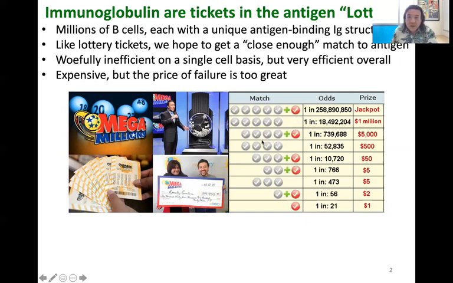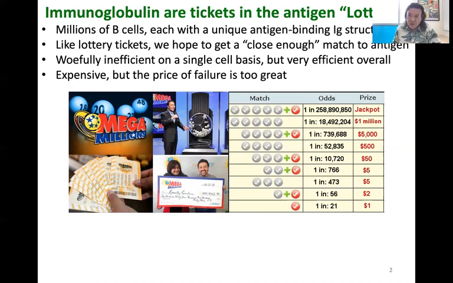But anyhow, the important thing here is you don't have to match all of them, right? Let's say you ended up matching 4, just 4. You still get $500. That's pretty good, right? Or you match like 3 and you get $5, something like that. So close enough still gets you some prize money. And that's the thing with the immunoglobulins as well, right?